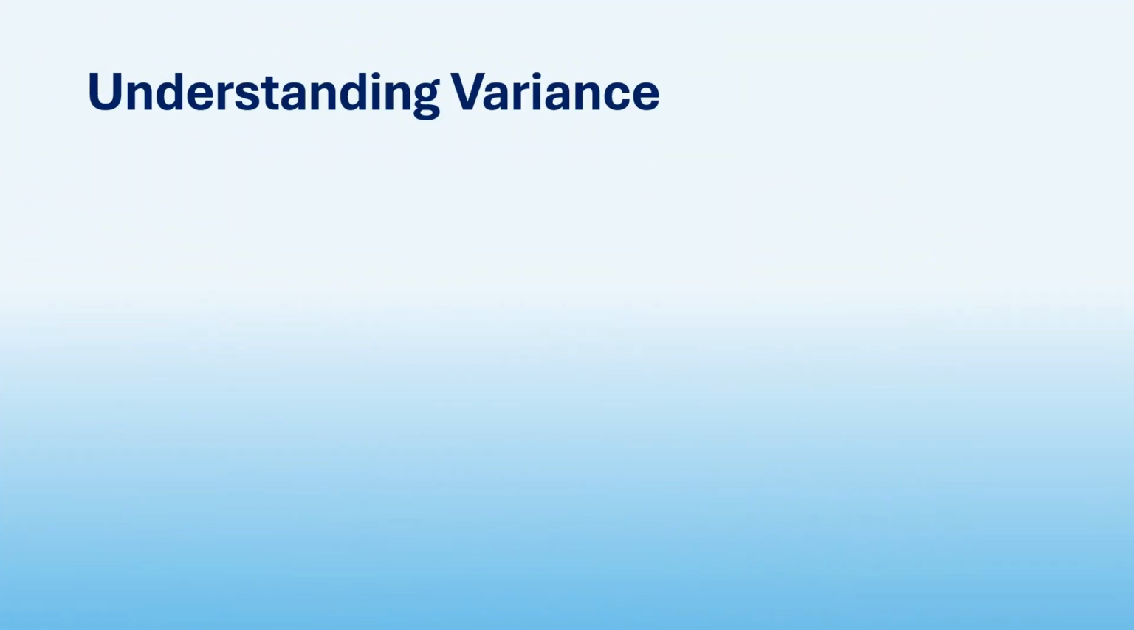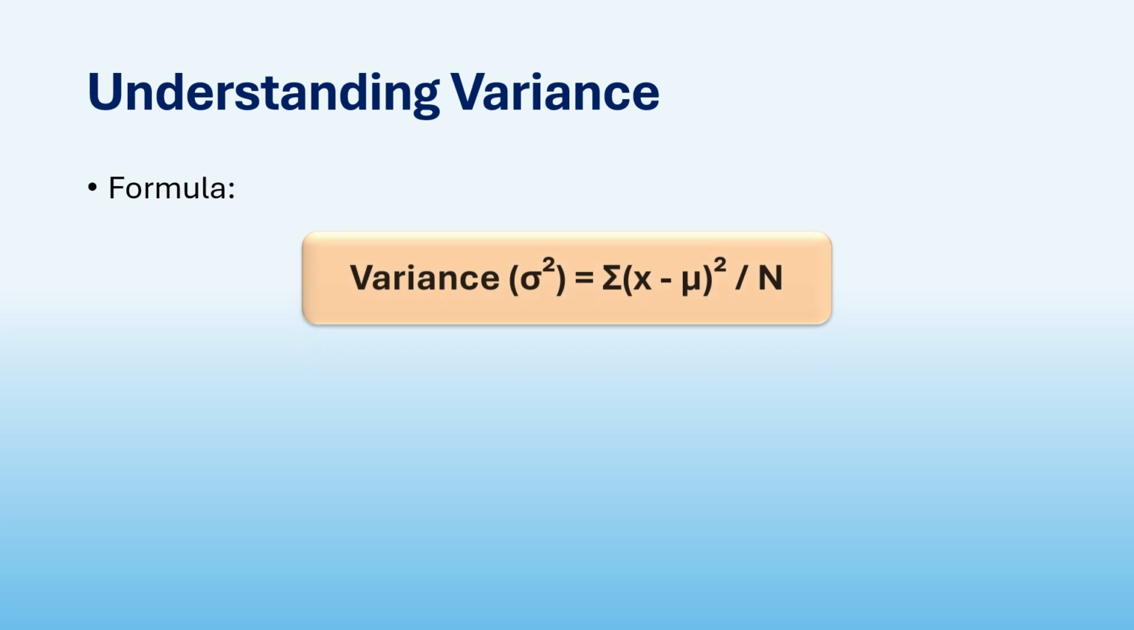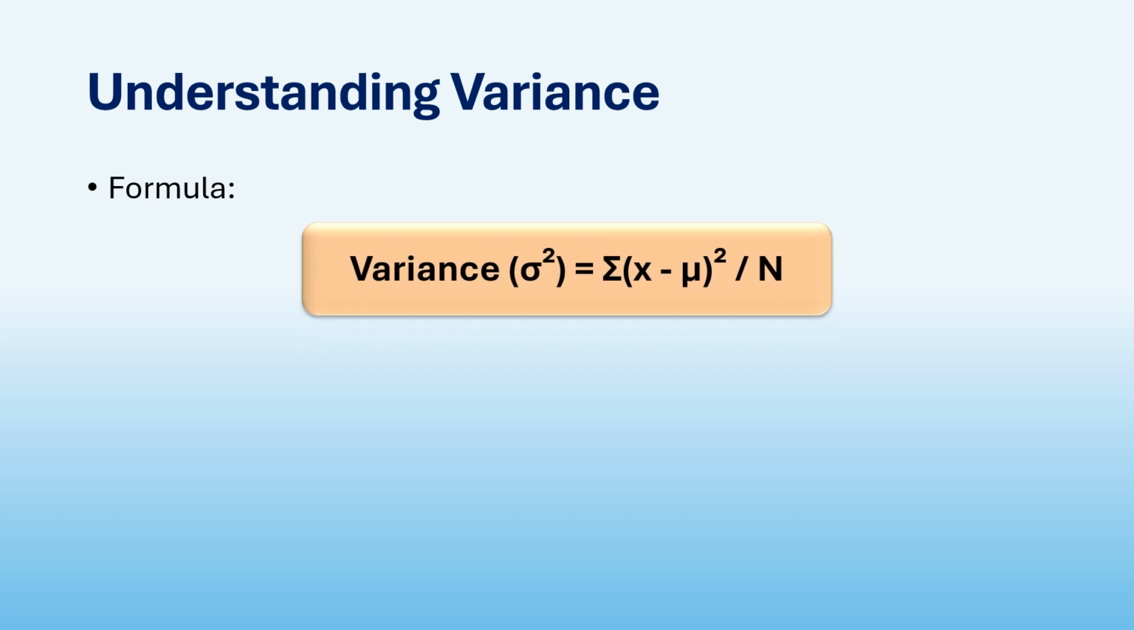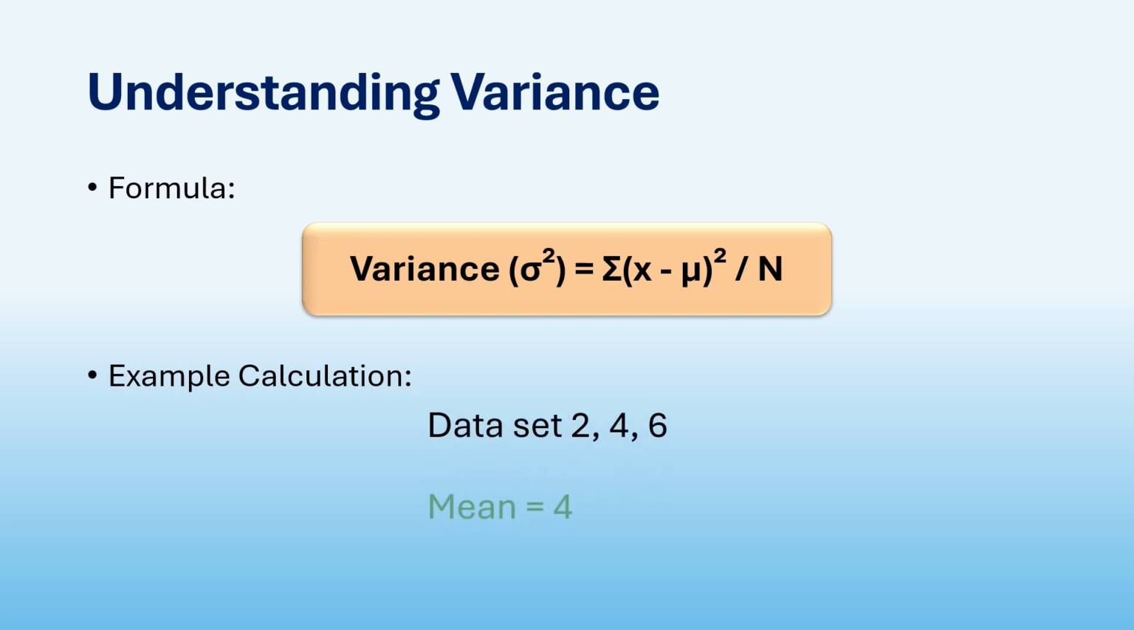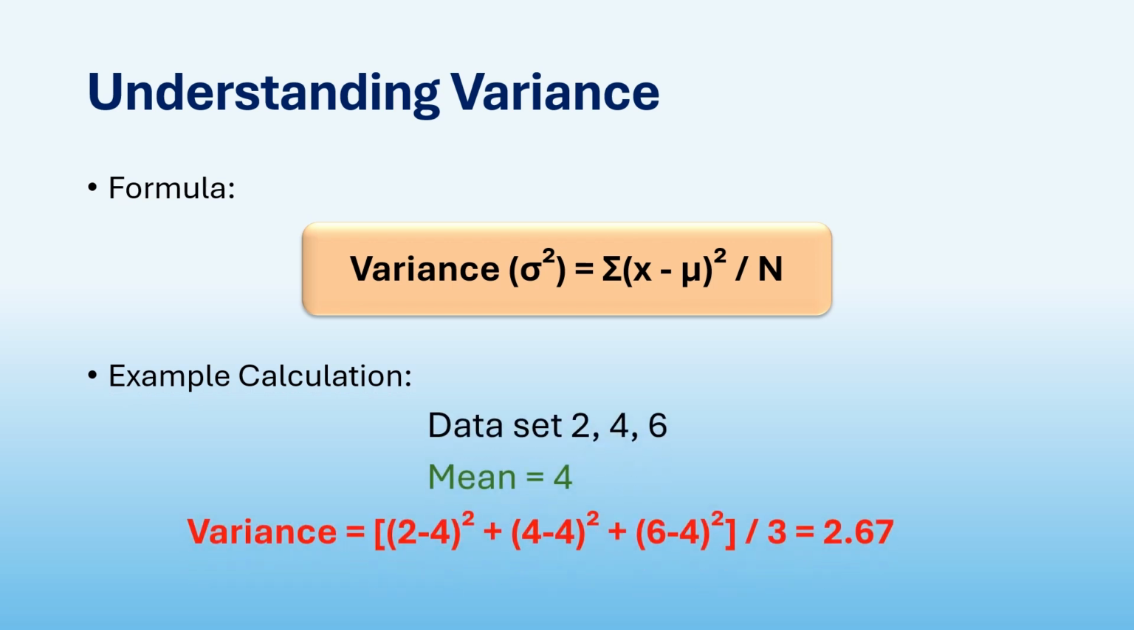Variance is calculated by taking the average of the squared differences from the mean. This gives us an idea of how spread out the values are in the dataset. Let's say we have the dataset 2, 4, 6. The mean is 4, and the variance would be (2 - 4)² + (4 - 4)² + (6 - 4)² / 3, which equals 2.67.